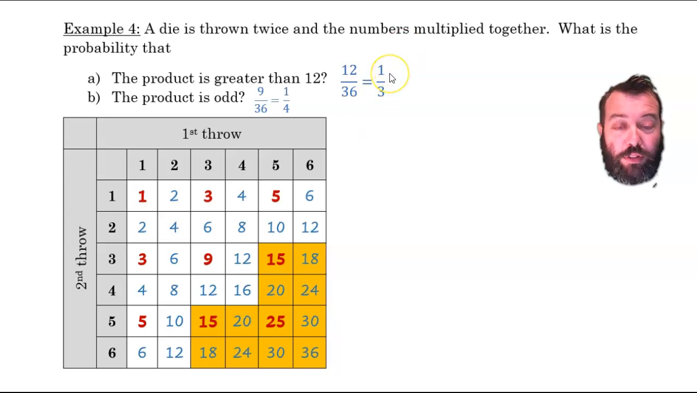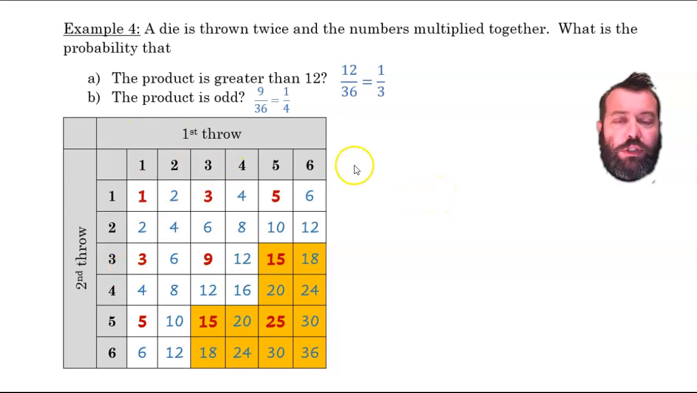It's not 1 over 3. It's not 12 over 36. It's 13 over 36. That won't simplify. What about the probability that the product is an odd number? I've highlighted those in red, and hopefully I haven't missed any of these. You can see there we have 9 out of our 36, and 9 over 36 is 1 over 4.